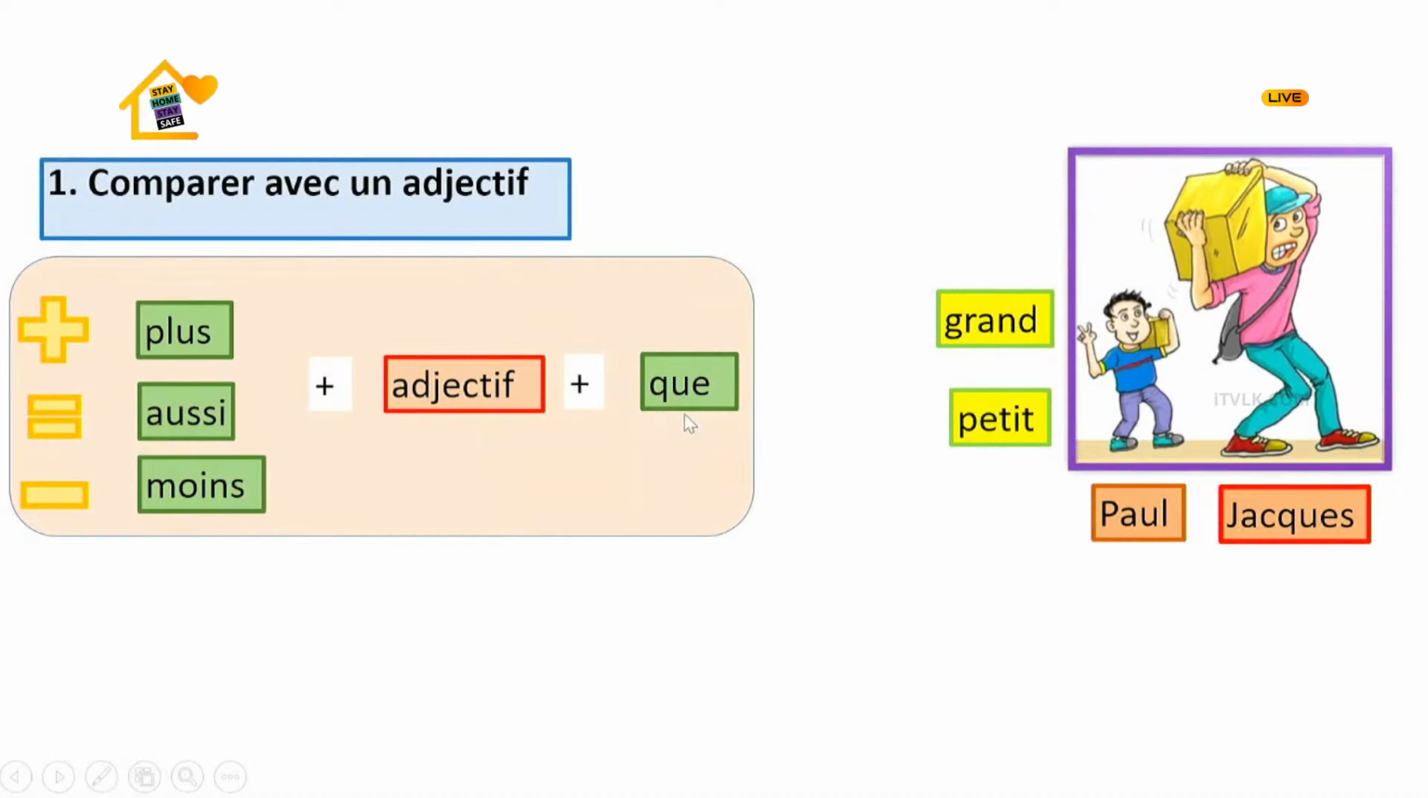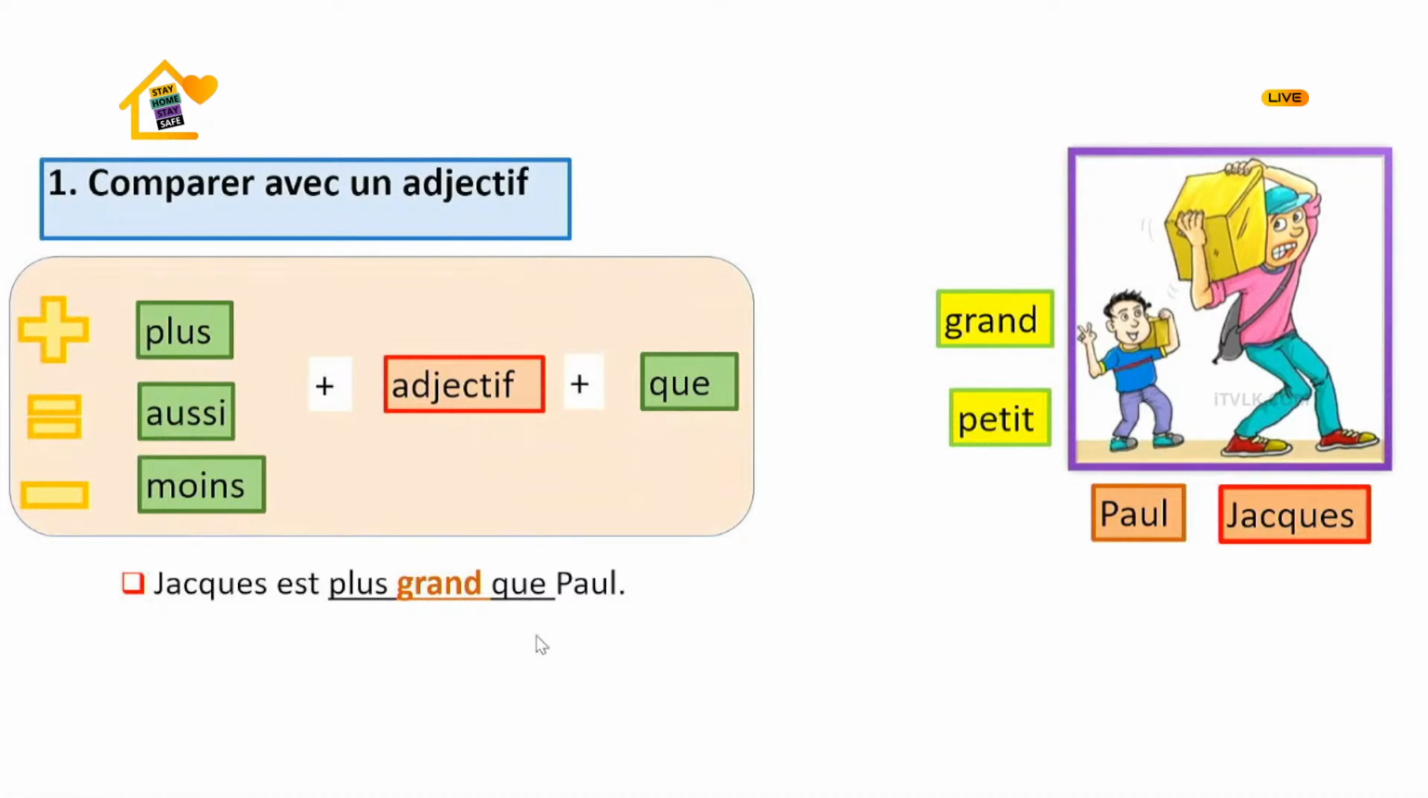This is the format you have to follow when you are comparing with an adjective. So we'll have a sentence: Jacques est plus grand que Paul. Look at the structure: plus, adjective, que. That means Jacques is taller than Paul. In English, you have only one word, but in French, you have plus grand que.